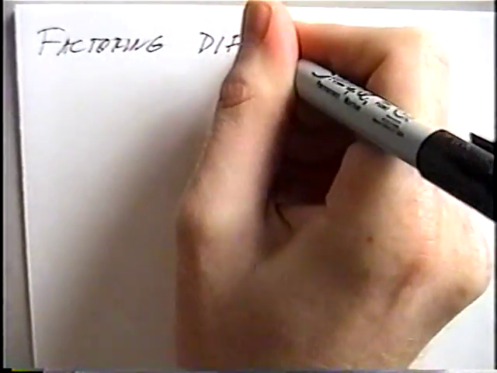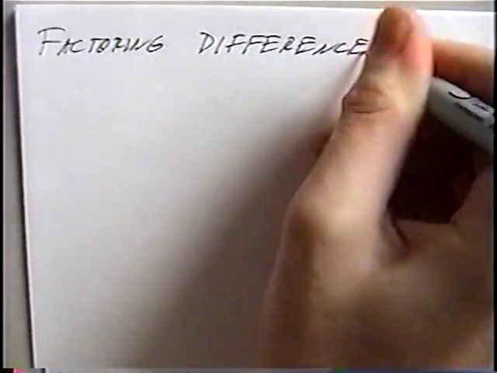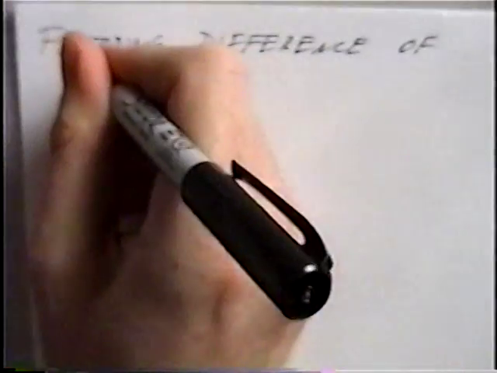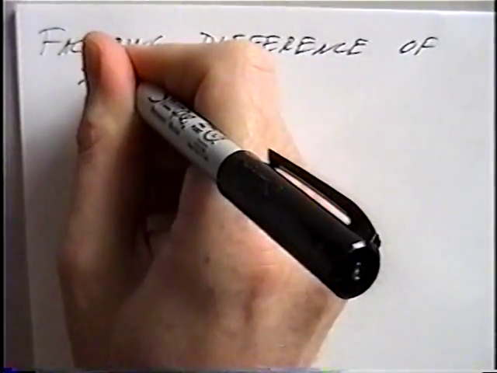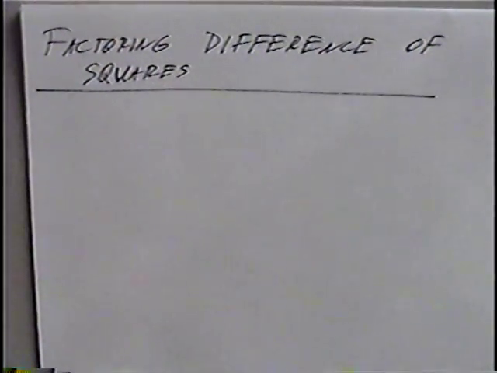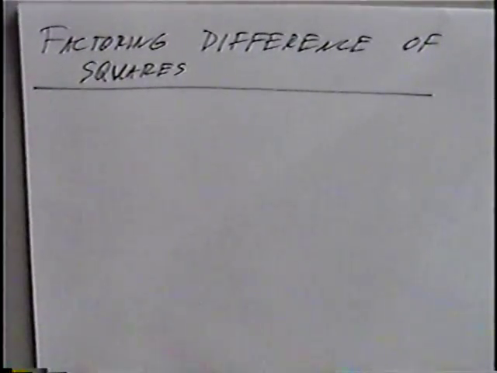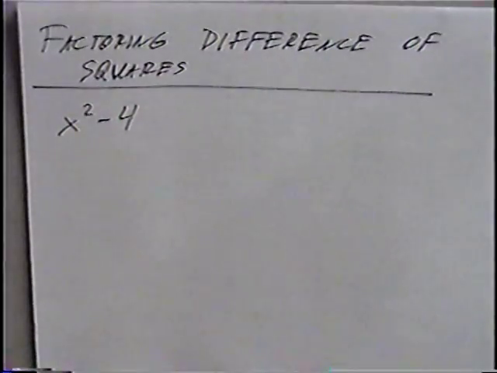The first section of notes today is titled Factoring: Difference of squares. Factoring difference of squares. The first problem is x squared minus 4.